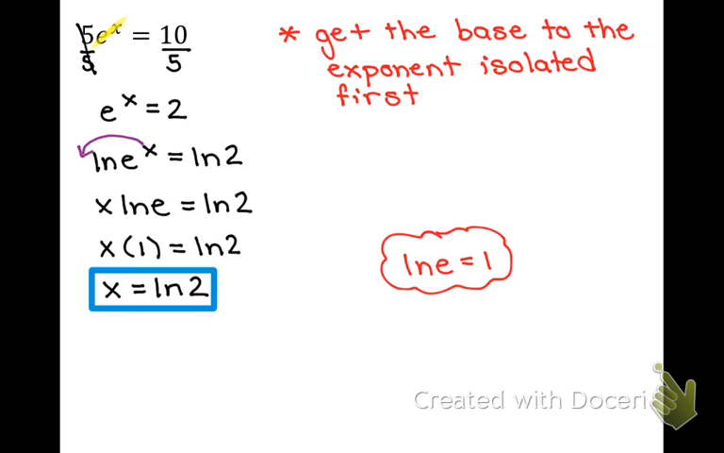Now, again, this is my exact answer. They might also ask me for an approximate answer. So if I were asked for an approximate answer, let's go to 4 decimal places again. I would need to, in my calculator, type the ln of 2. And I find that x is approximately 0.6931.